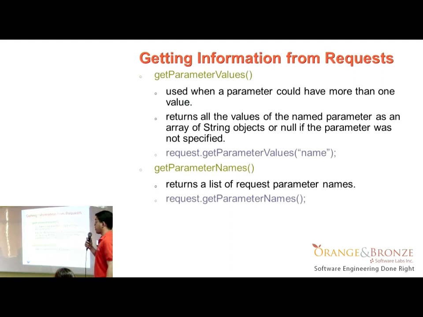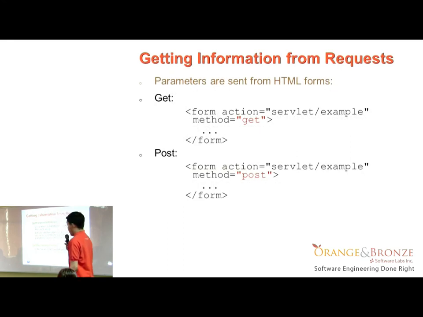If a parameter can have more than one value, it's also possible to access them. So you can just say get parameter values and it will return an array of values that were passed to it. Get parameter names will give you a list of all available parameters. So if you want to find out what all the parameters the client sent were, you can find it there.